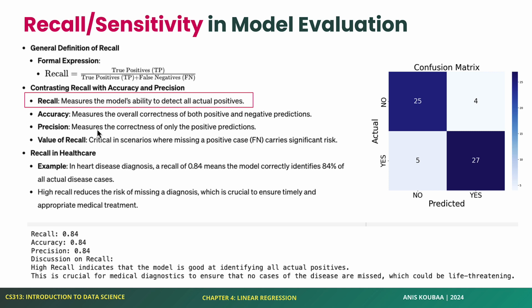And this is the difference between recall, accuracy, and precision. It measures the ability of the model to detect all actual positives. So we have true positives and false negatives. So in heart disease, a recall of 84% means that the model correctly identifies 84% of all actual disease cases. So a false negative is actually positive, but you misidentified it. It means it's able to recall the positive cases. This is what we call recall. It reminds what the positive cases are.